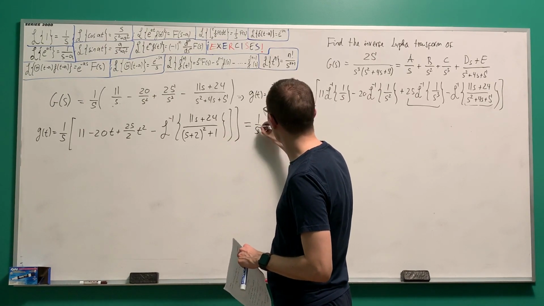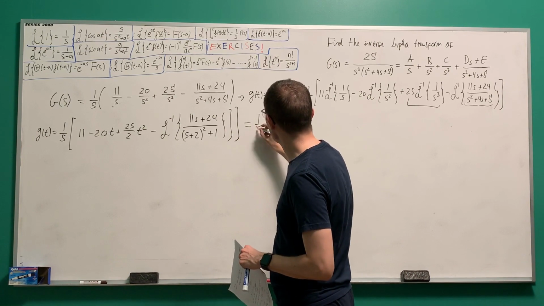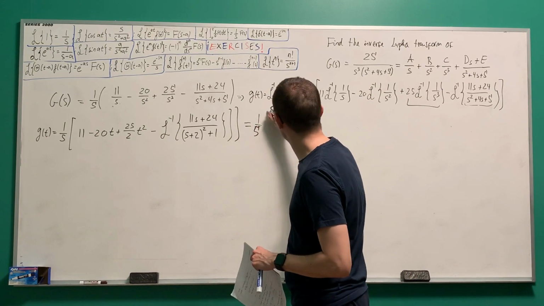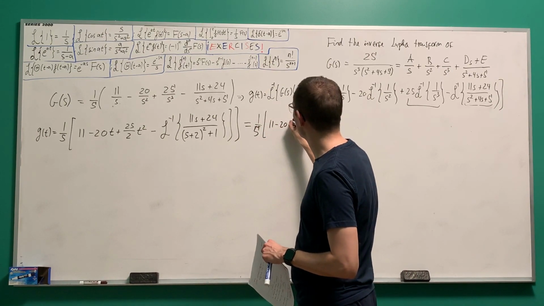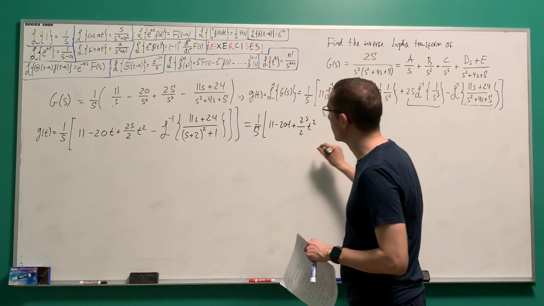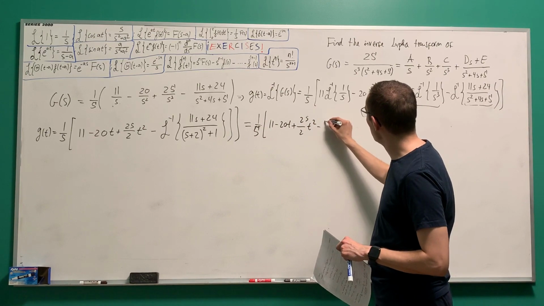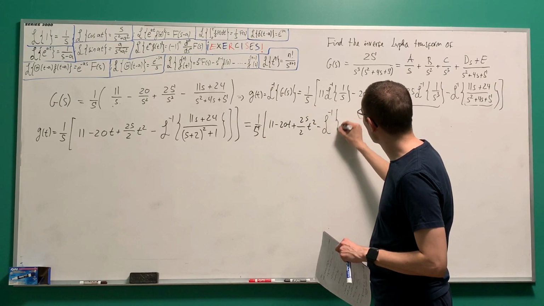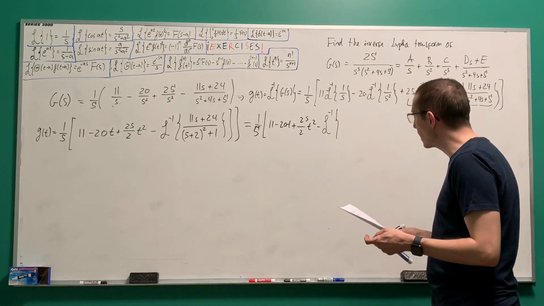1 over 5. Looks like S all the time. 1 over 5, 11s minus 20 times t plus 25 divided by s squared plus 4s plus 5, minus inverse Laplace. Now what do I need?